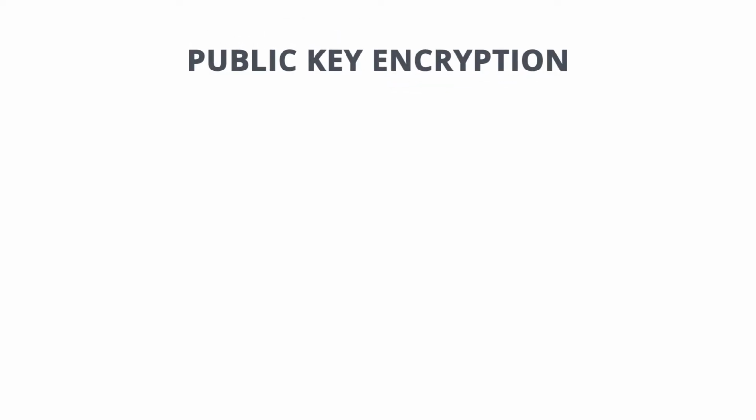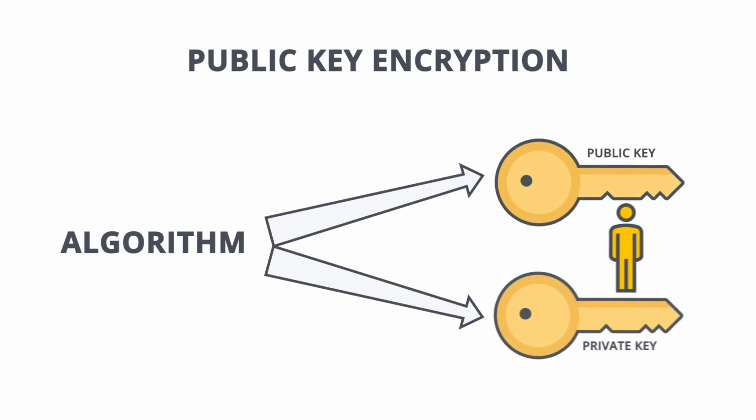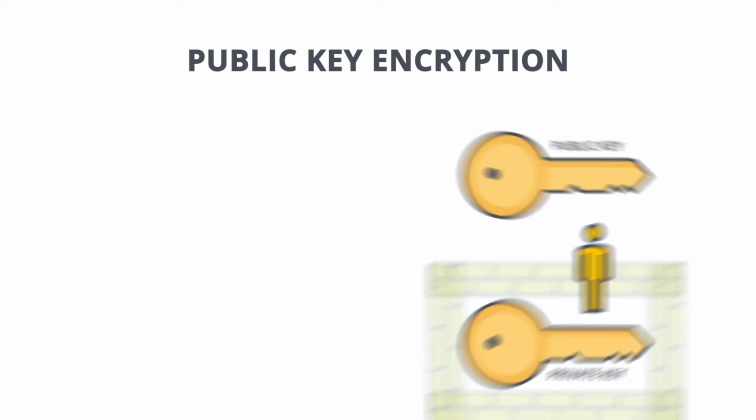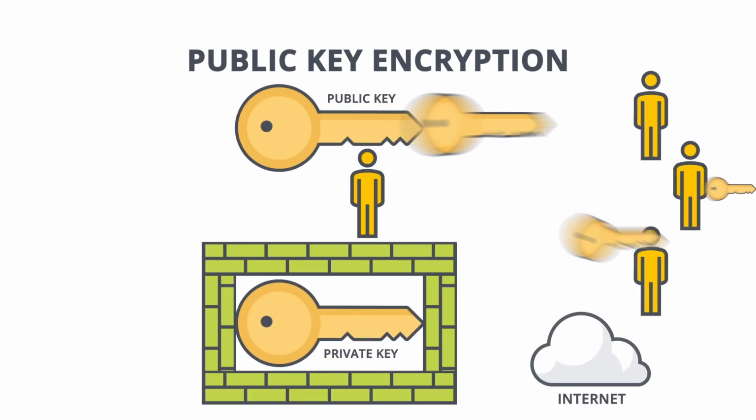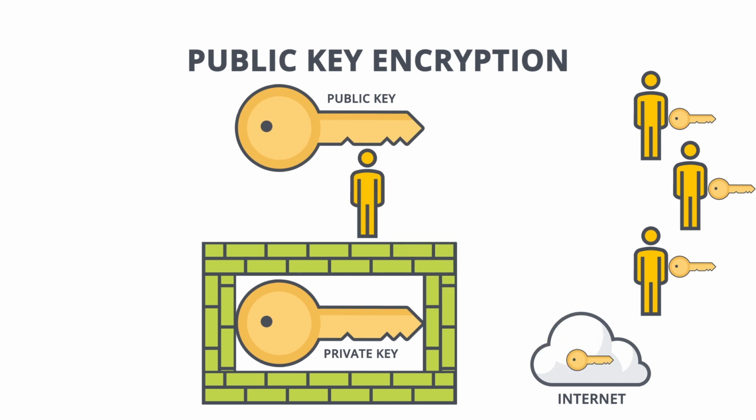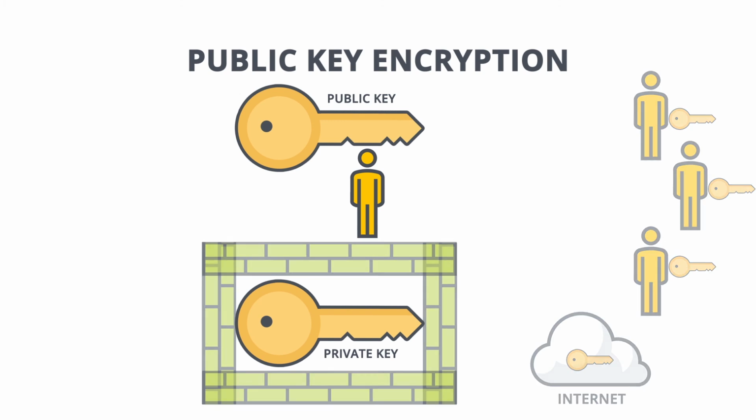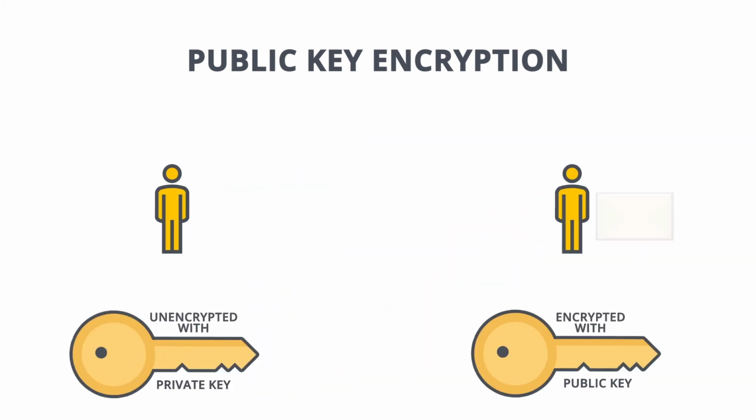With public key encryption, an algorithm is used to generate two keys for an individual. The public key can encrypt data, but only the private key can unencrypt it. One individual owns both keys. He or she can send their public key to anyone or even publish it on the internet, but they keep the private key secret. Now anyone can use their public key to send them an encrypted message, but only the person in possession of the private key can unencrypt it.